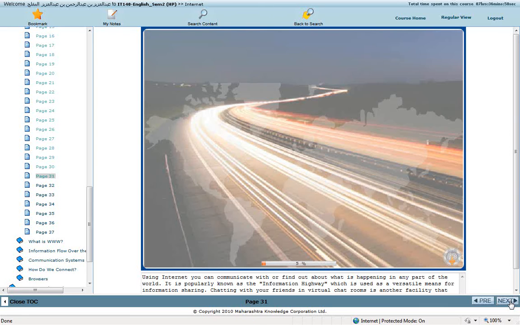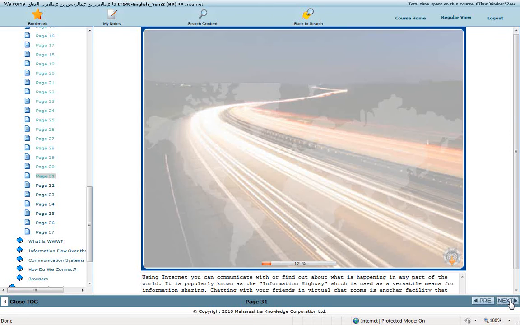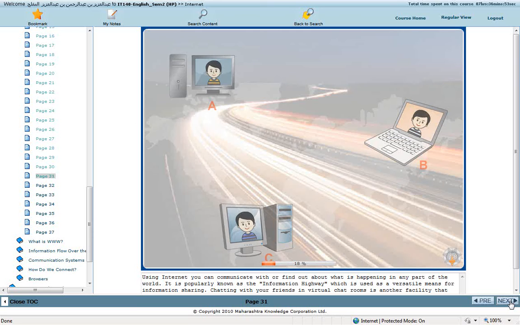Using the Internet, you can communicate with or find out about what is happening in any part of the world. It is popularly known as the information highway, which is used as a versatile means for information sharing. Chatting with your friends in virtual chat rooms is another facility that is available. You may chat using the keyboard.